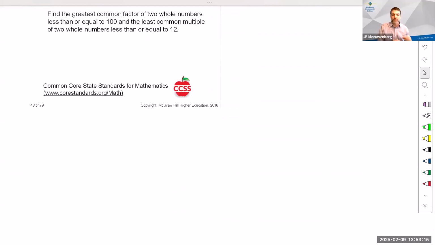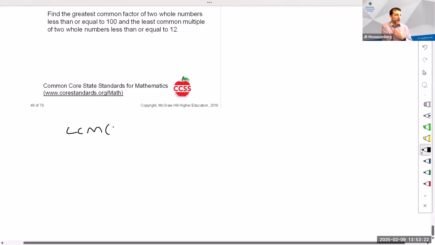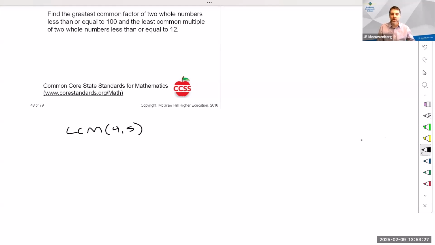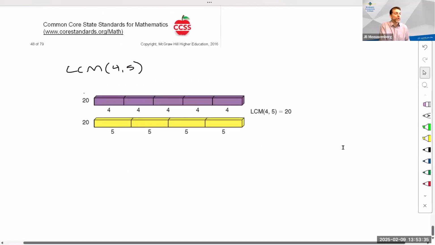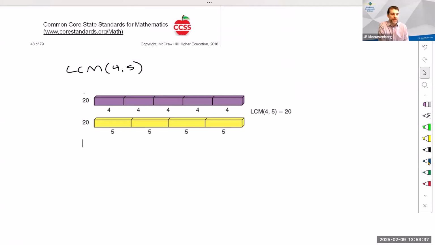So what we'll do here is we're going to examine the least common multiple of 4 and 5. We're going to find the least common multiple of 4 and 5. And here is a model using rods. One of the things that you'll notice as you examine this picture is that we just start by putting one 4-unit rod down and one 5-unit rod down.